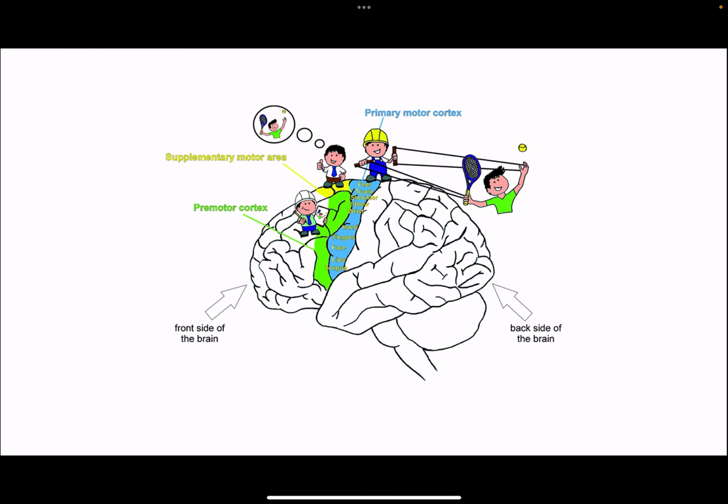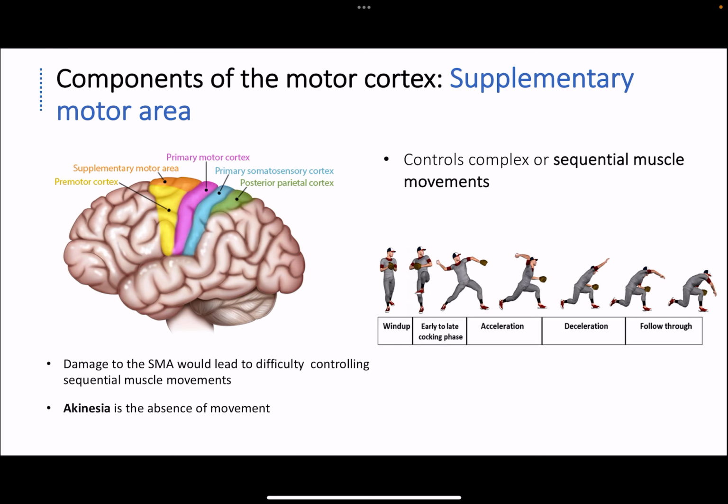So you can see here in blue, you have your primary motor cortex, and just in front of that in green, you have your premotor cortex, right? Now, there's another region called the supplementary motor area, right? Now, the supplementary motor area helps to control sequential muscle activity or sequential muscle movements, right?